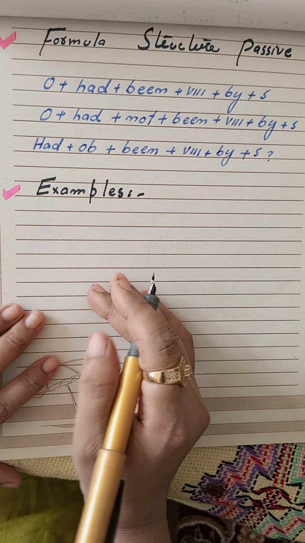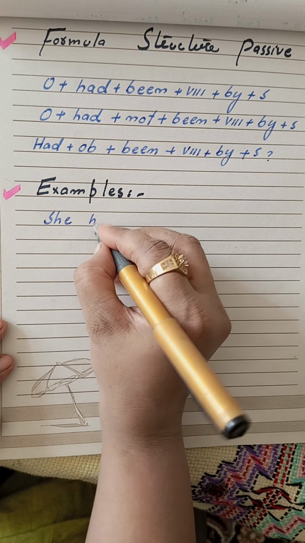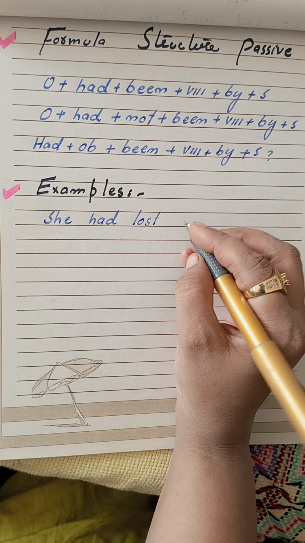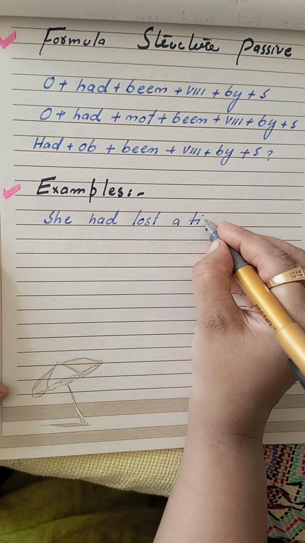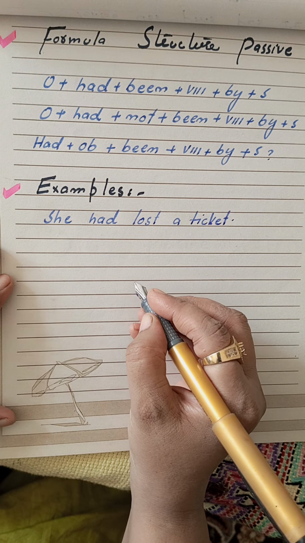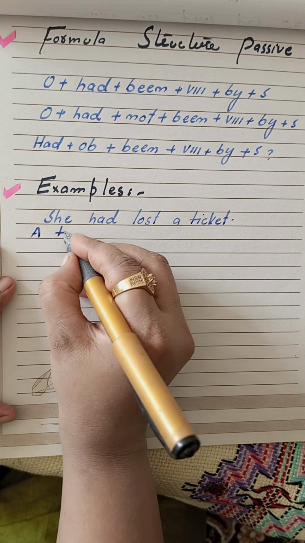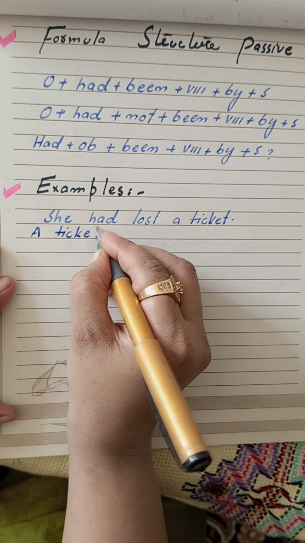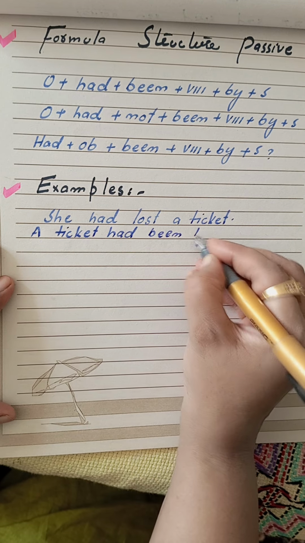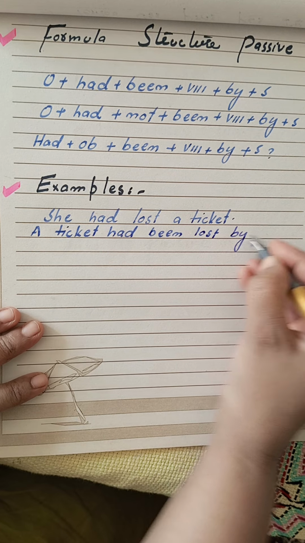Example: He had lost a ticket. Example: She had lost a ticket. Okay, it is simple past perfect tense. But now change into the passive voice: A ticket had been lost, same third form of the verb, by her.